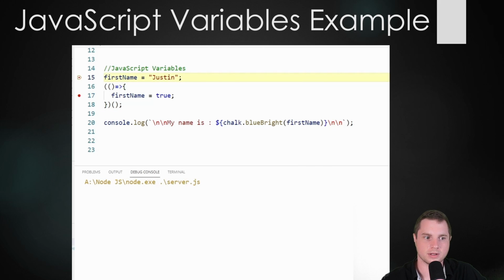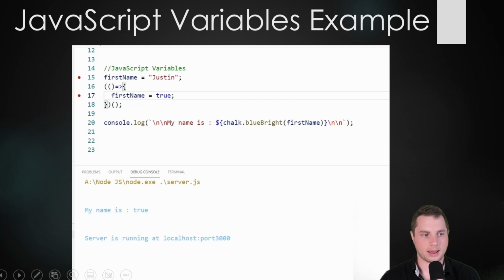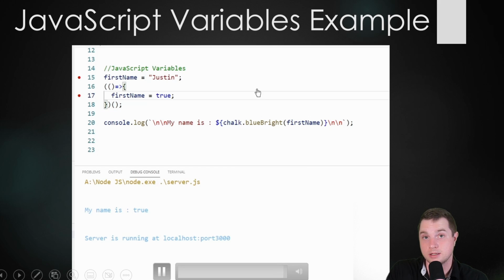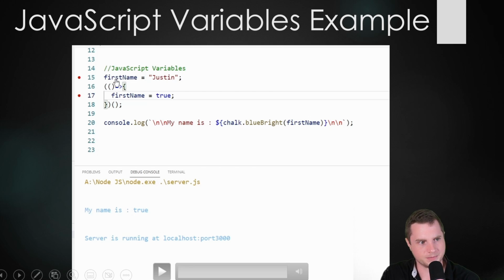Okay, setting first name is a string of Justin. All right, we got this line. And my name is true. So, okay, what's happening here is a scoping thing. We'll have a separate scoping presentation in a little while. So first name, we're going to set it to a string of Justin.